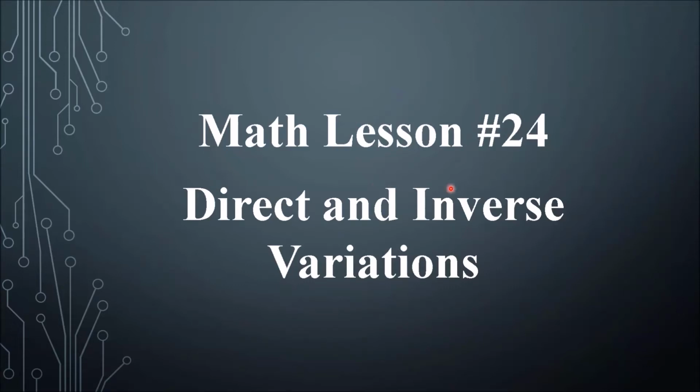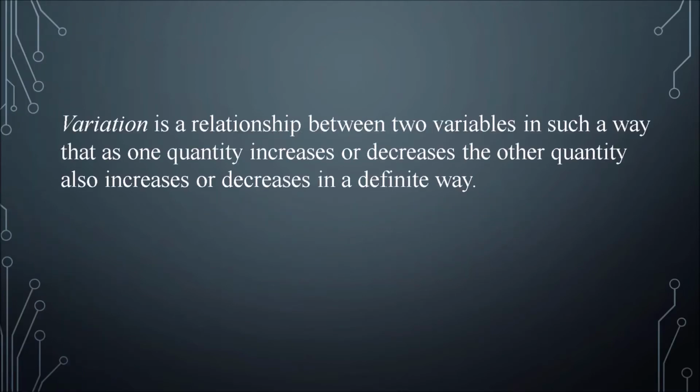Math lesson number 24. Direct and inverse variations. Variation is a relationship between two variables in such a way that as one quantity increases or decreases, the other quantity also increases or decreases in a definite way.